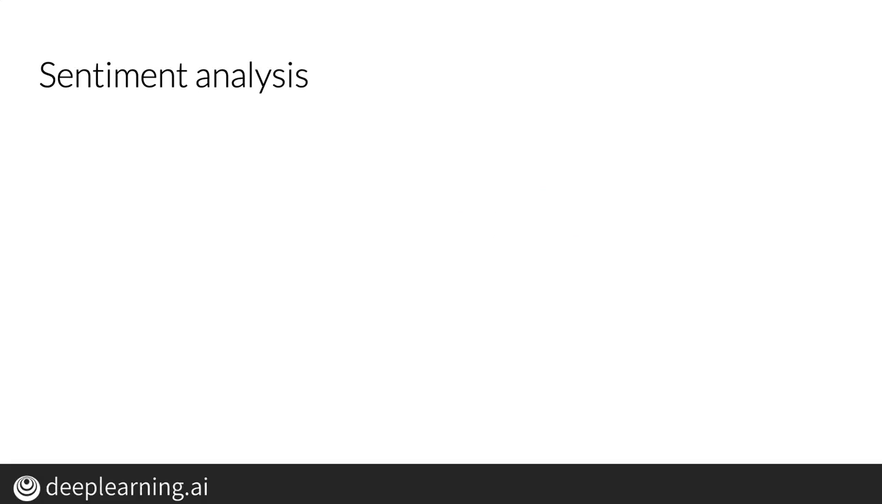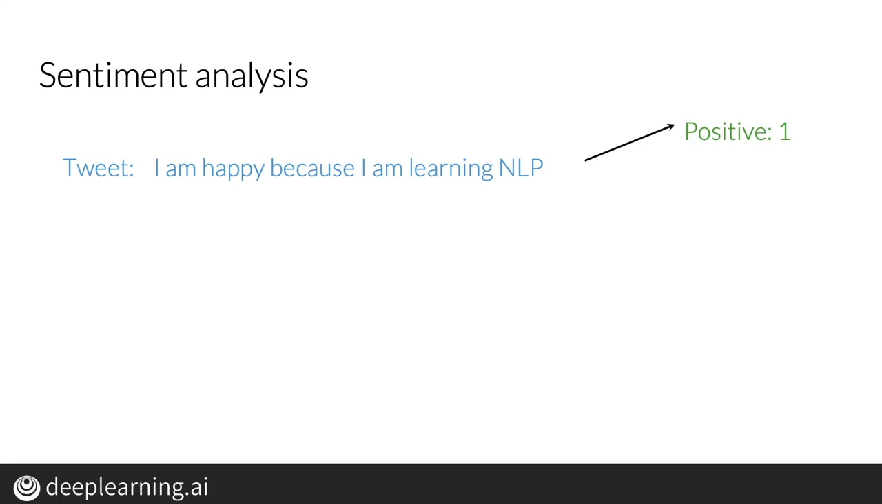So let's take a look at the supervised machine learning classification task of sentiment analysis. In this example, you have the tweet, let's say, I'm happy because I'm learning NLP. And the objective in this task is to predict whether a tweet has a positive or a negative sentiment. And you'll do this by starting with a training set where tweets with a positive sentiment have a label of 1, and the tweets with a negative sentiment have a label of 0.